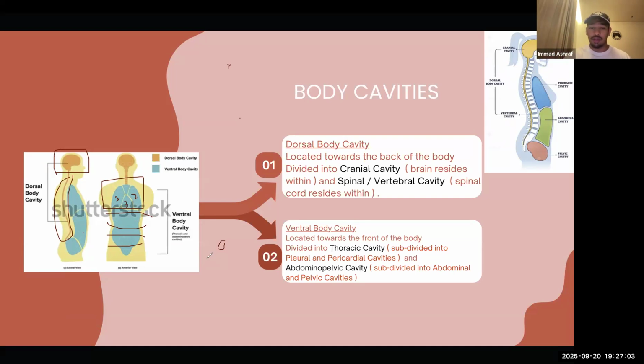You have the cranial cavity. This has the brain, and this is part of the dorsal body cavity. You have the vertebral cavity. This has the spinal cord, and this is part of the dorsal. You have the thoracic cavity, which is further subdivided into the pleural and the pericardial, and these are part of the ventral. And then you have the abdominal pelvic, which is further subdivided into abdominal and pelvic, and these are also part of ventral. So that's it for the body cavities, and I hope you understood. It's really easy, actually.